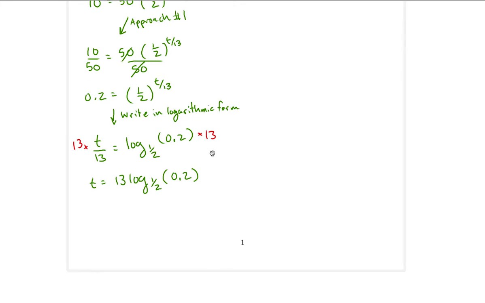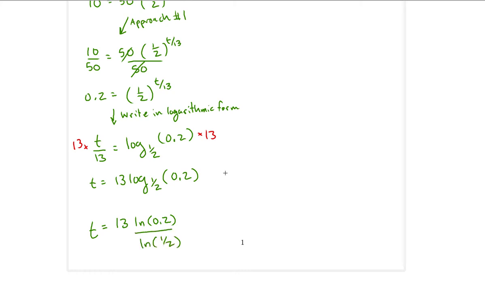Okay, so that's an answer, but it's not a very good one for an application problem, right? We'd like to be able to put it in our calculator. So in order to do that, remember, we do have the change of base formula available to us, right? So we can say that this is the natural log of 0.2 divided by the natural log of 1/2, right?